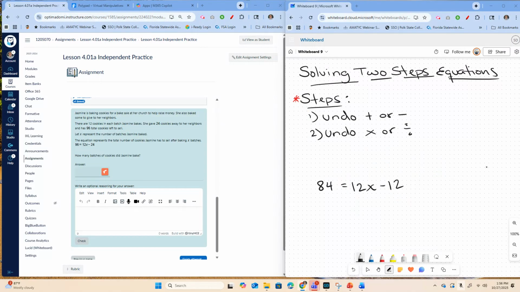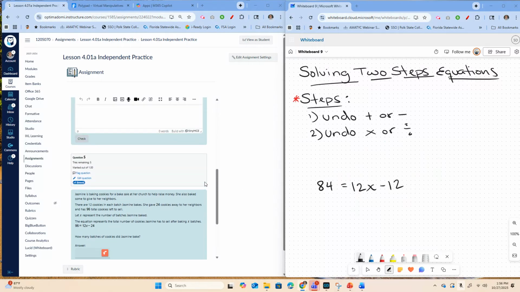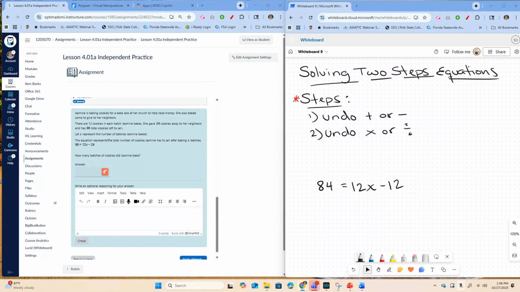Let's go to the last one. All right, here's the last question. Question number 5. Again, it's another story. When you read the story, that story can be written as an equation like they did here. But again, I'm doing a similar one. Remember that we're working with two-step equations. It means that there's two numbers doing something to the x. For example, this 12 is multiplying the x. This minus 12, or this 12 here in blue, is subtracting from the x. That's what we call a two-step equation.